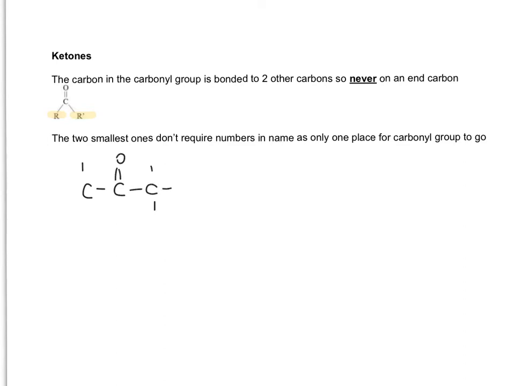So here's propanone. It doesn't need a number because if that carbonyl group was on an end carbon, it would be a completely different substance. It would be an aldehyde. So we've got propanone and we've got butanone. Now, counting from this end, this would be carbon number 2. Counting from the opposite end, it would be carbon number 3. So we would always go with the lowest number. So that would be 2-butanone.